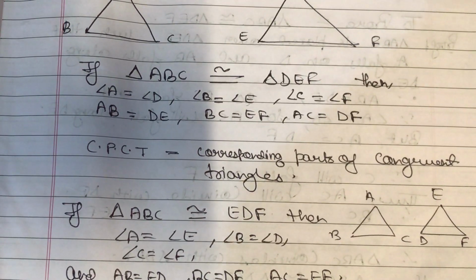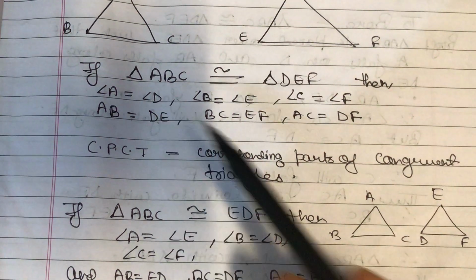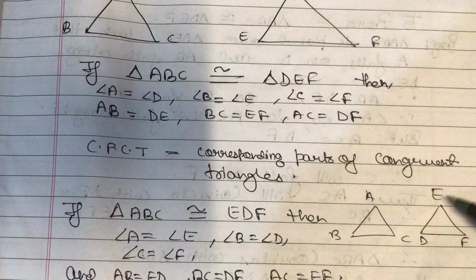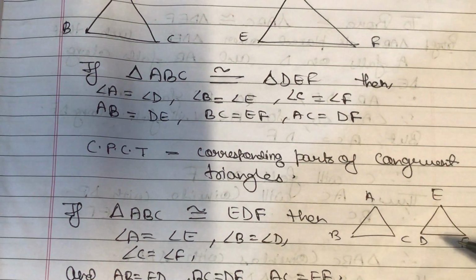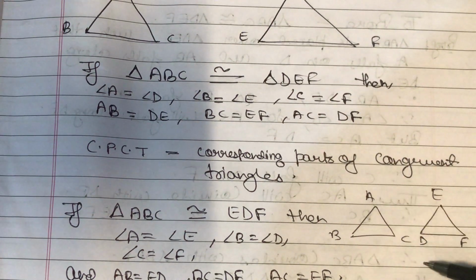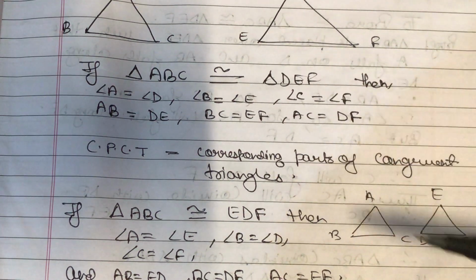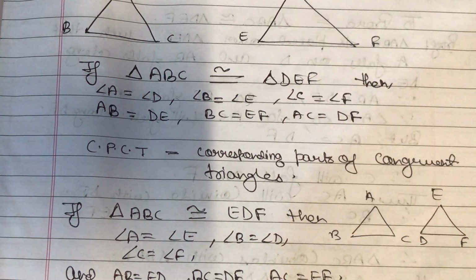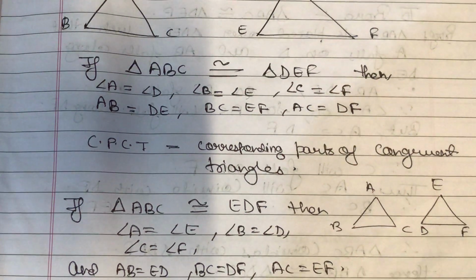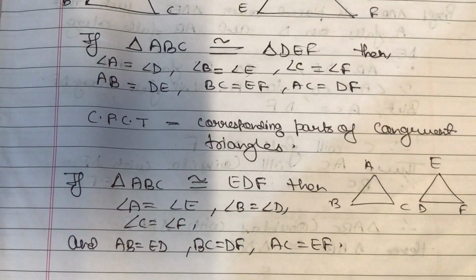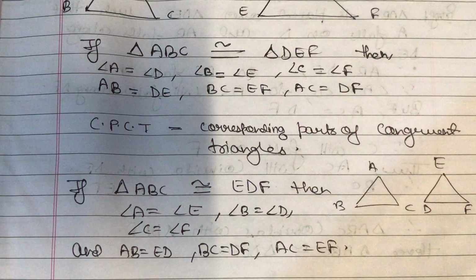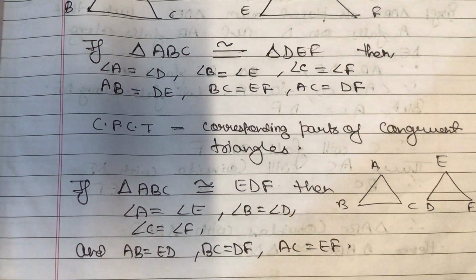So I'll say that AB is equal to ED. Earlier it was DE. So AB is equal to ED, BC is equal to DF, and AC is equal to EF. Earlier it was DF, but now AC is equal to EF. So this is how we write. The sequence matters whenever we write that two triangles are congruent.